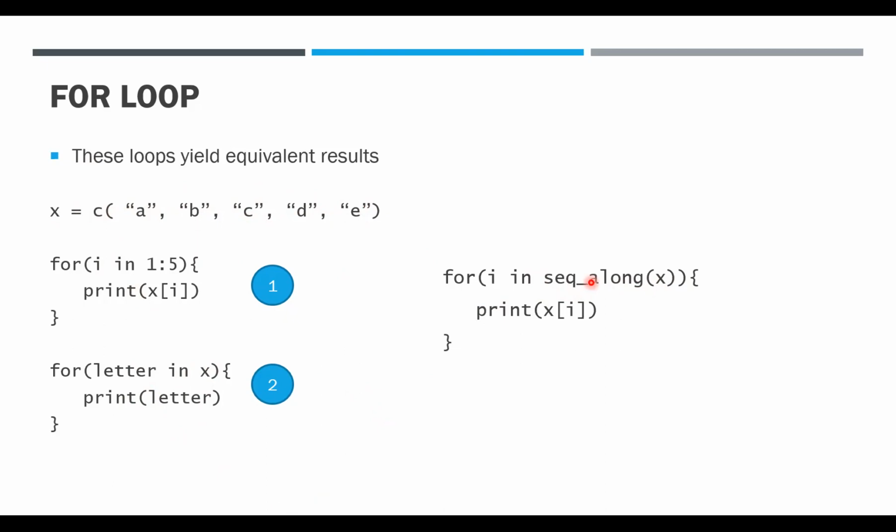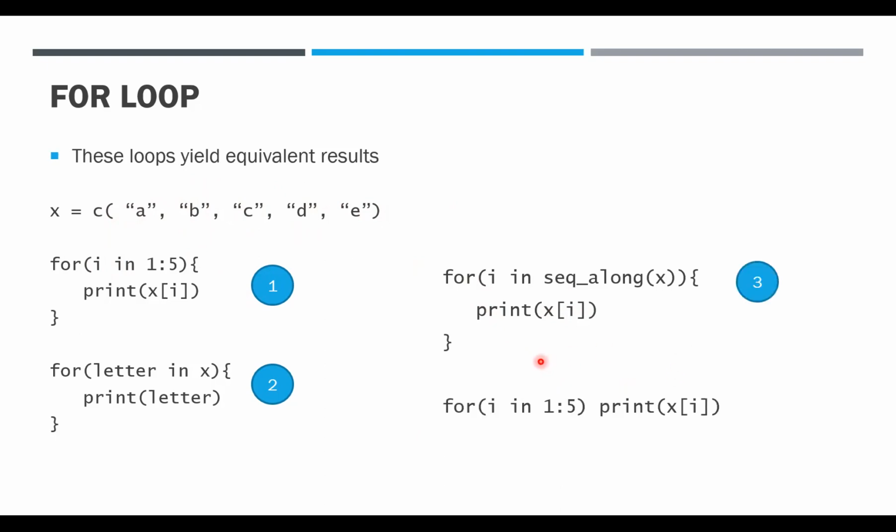Okay, so for i in seq_along(x) means I'm going to go through 1, 2, 3, 4, 5, however long your vector is. It's going to go in sequence. Okay, and then so again print x[i]. So it's going to print each element in here. Okay, so that's the third way.